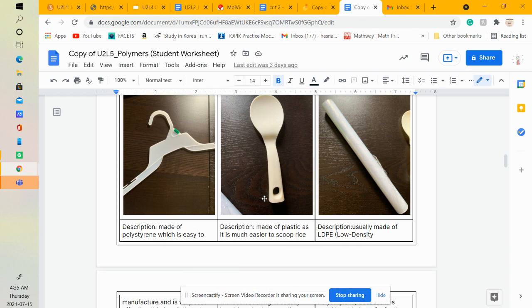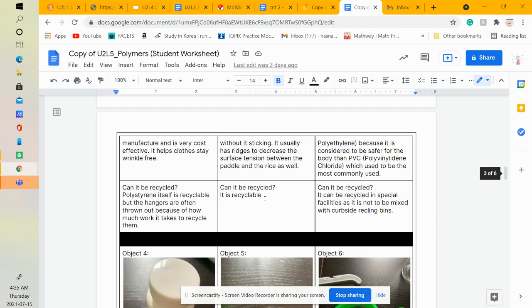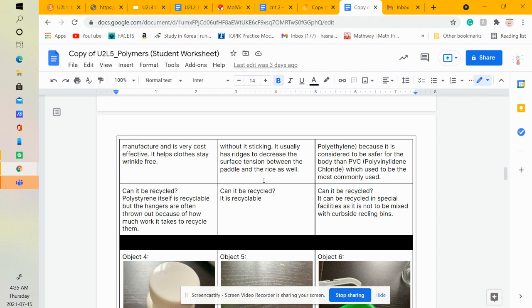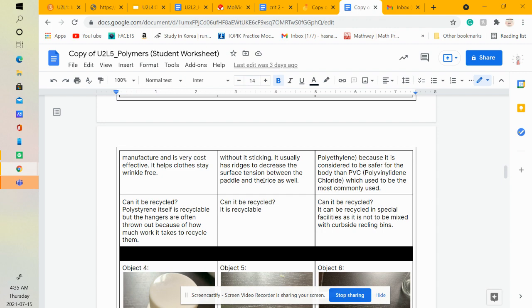We evaluated the environmental impact by asking the question, can it be recycled? And then we determined if it was recyclable, if it's good for the environment, or if it's not recyclable and could be harmful for the environment.